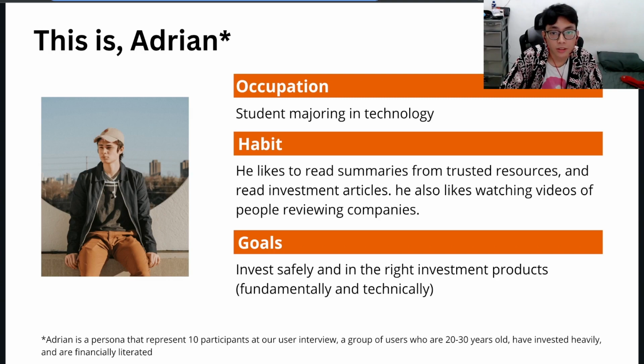This is Adrian, a student majoring in technology. His habit is he likes to read summaries from trusted resources and read investment articles. He also likes watching videos of people reviewing companies. And the goal that he wants to achieve is to invest safely and in the right investment product, fundamentally and technically.